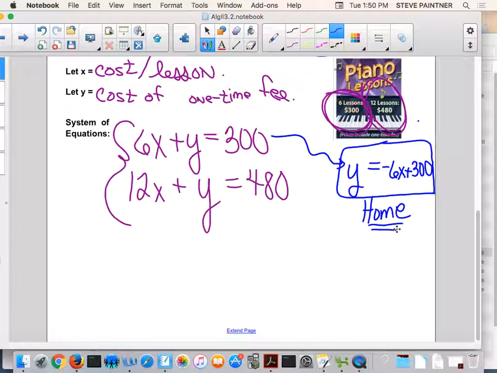So was it obvious which variable had the 1 in front? It was the Y. And by the way, both Y's have a 1 in front, so I just picked one. I said, I'm going to solve the top equation for Y. And here's what I got. Y equals what? Yeah, negative 6x plus 300. I subtracted 6x from both sides.